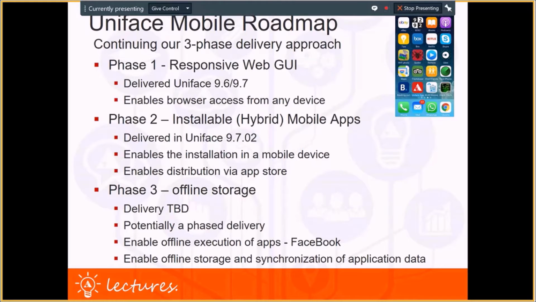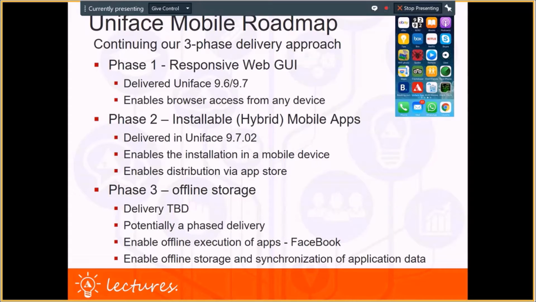So a little bit about the roadmap, the way we want to go. A 3 phases delivery approach has been chosen in Uniface. Phase 1 is the responsive Web GUI. You already could do that using Uniface 9.6 with 9.702. Of course, that is still available, and that enables a browser access from any device. And because you build responsive, you have a very acceptable application.